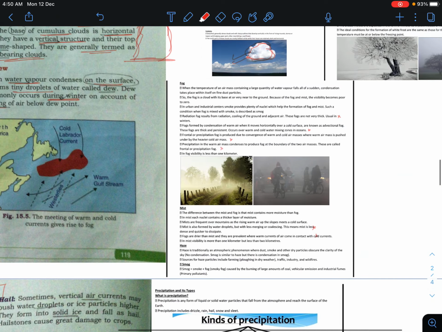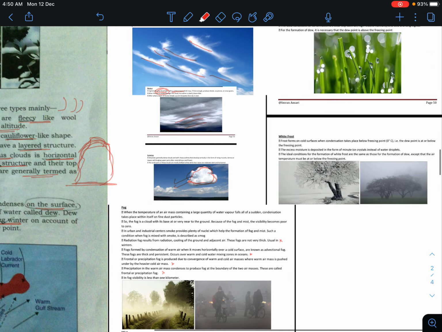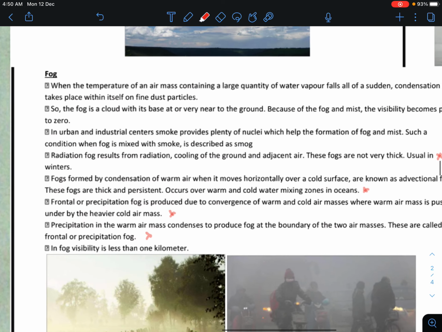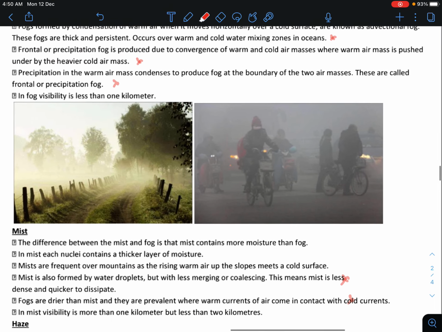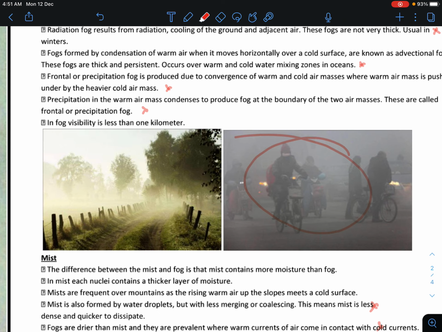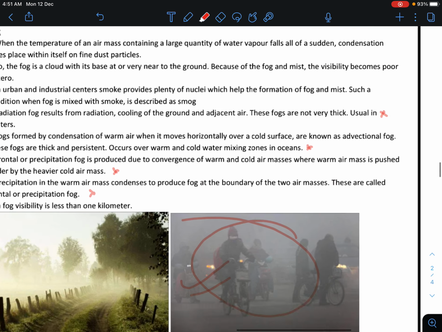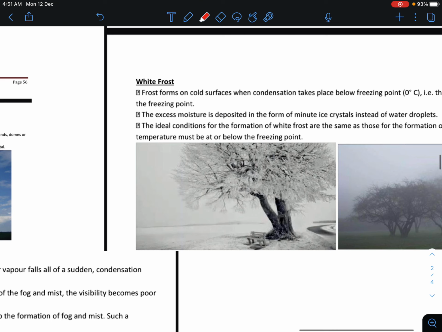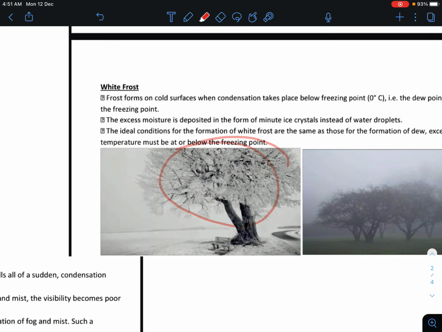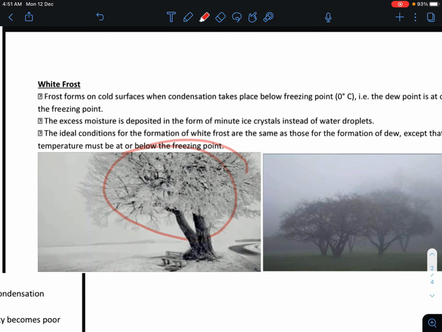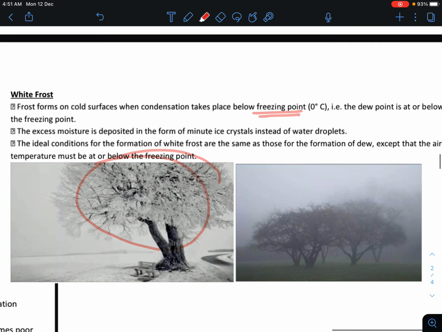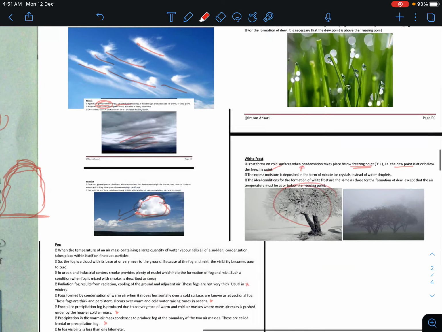Now, if there is any more point left, we talked about what fog is. This is the condition of fog, and it generally happens in the winter season. And if you talk about white frost, frost means the cool surface condition takes place below the freezing point, with the dew point at or below the freezing point. In this condition the water molecules form ice crystals.